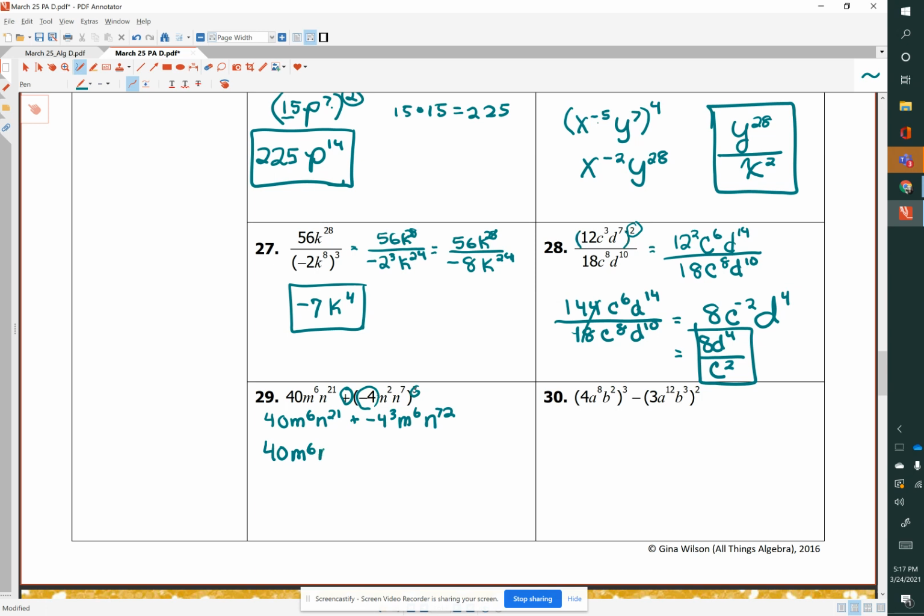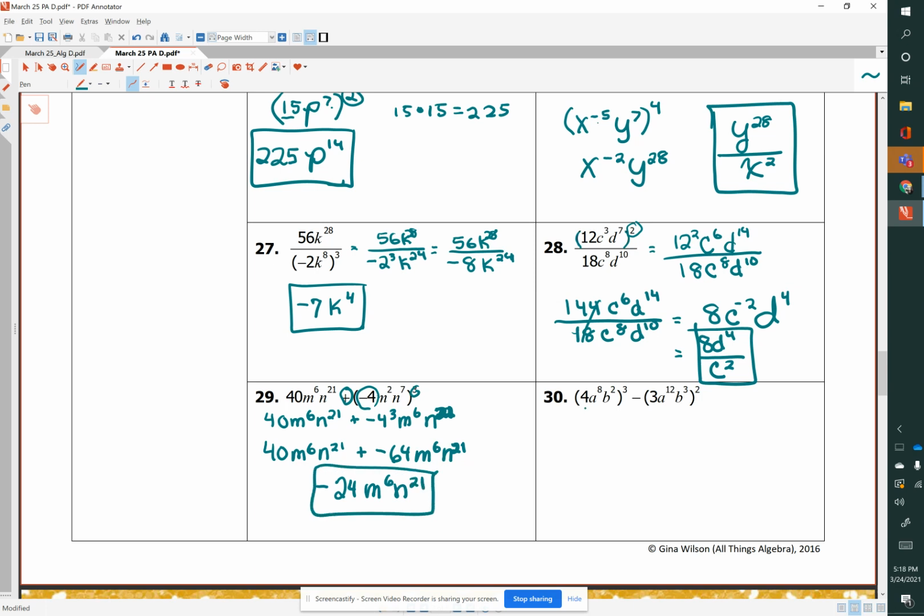So I'll write the left side down first. So negative 4 times negative 4 times negative 4 will be negative 64. M to the 6, N to the 7 times 3, 14, 21, that should be 21. Okay, so 40 minus 64 is going to be negative 24, and that's m to the 6th, n to the 21st power.